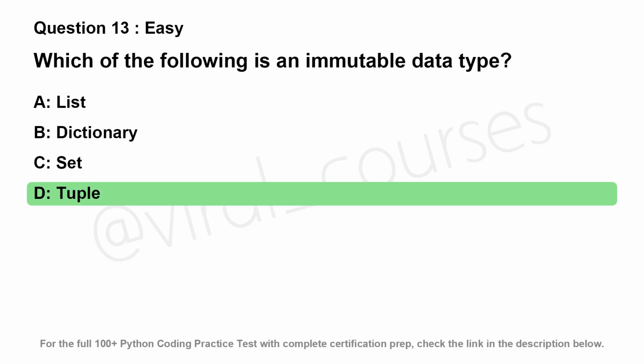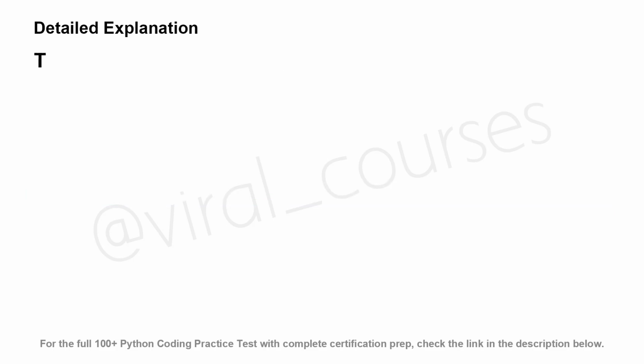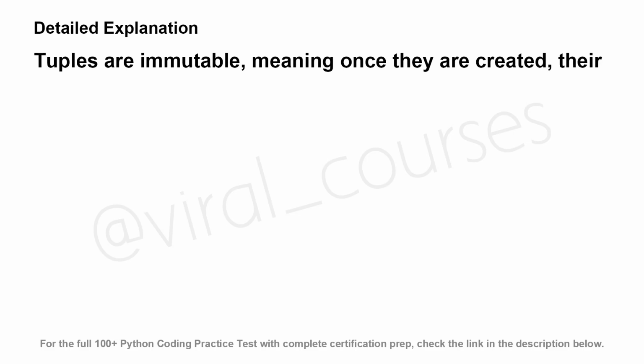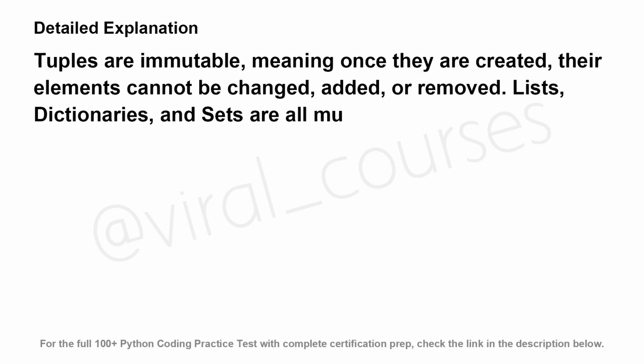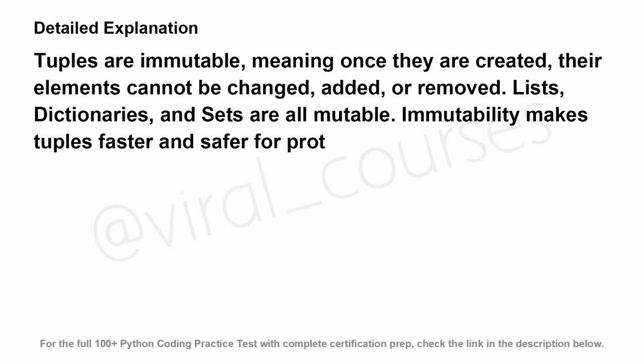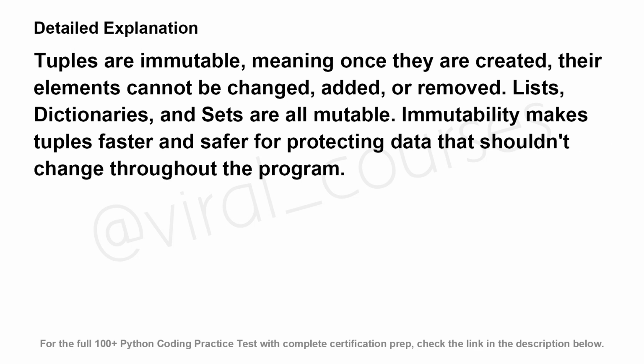The correct answer is D. Tuples are immutable, meaning once they are created, their elements cannot be changed, added, or removed. Lists, dictionaries, and sets are all mutable. Immutability makes tuples faster and safer for protecting data that shouldn't change throughout the program.